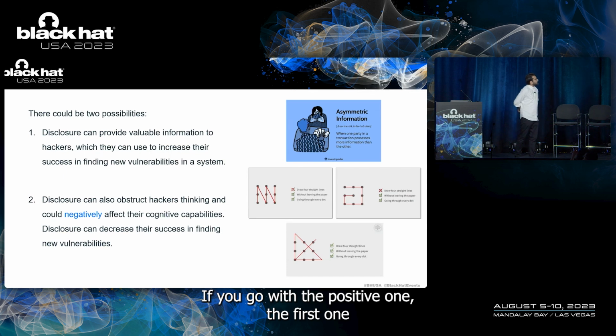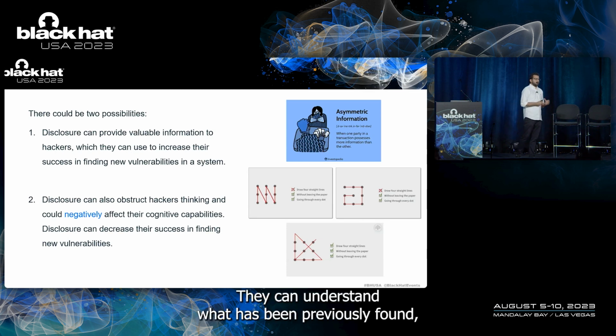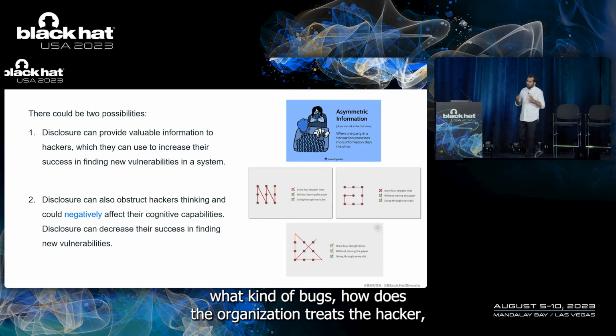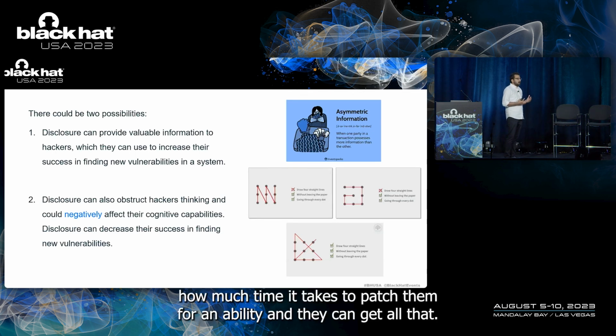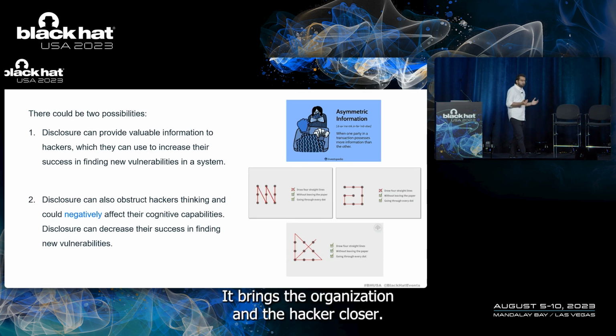If you go with the positive one, the first one, disclosure provides very valuable information to hackers. They can learn from the report, they can understand what has been previously found, what has already happened, what kind of bugs, how the organization treats the hacker, how much time it takes to patch the vulnerability. And it can help them to work for the same firm, put more effort in, and find new bugs. It brings the organization and the hacker closer.